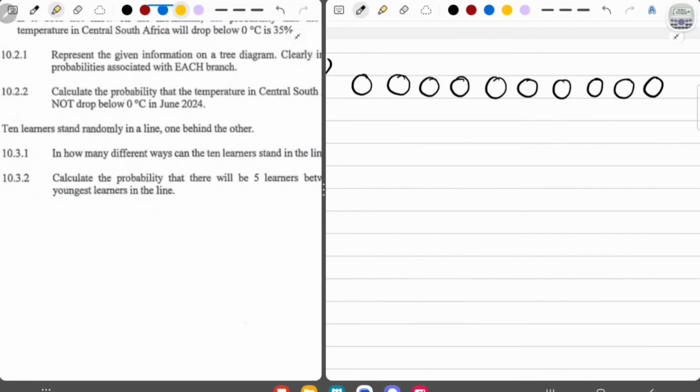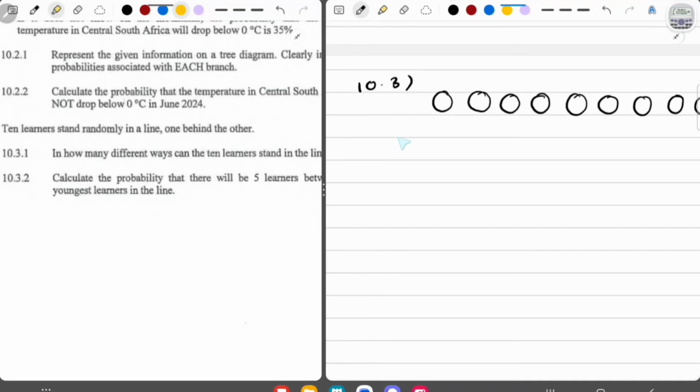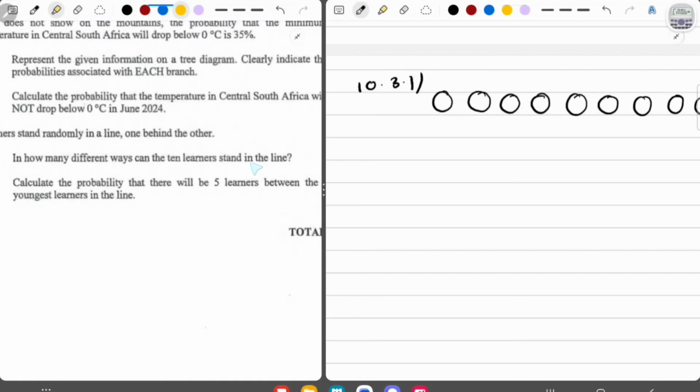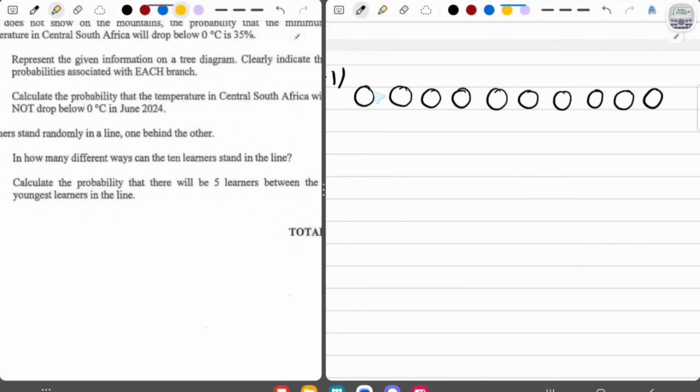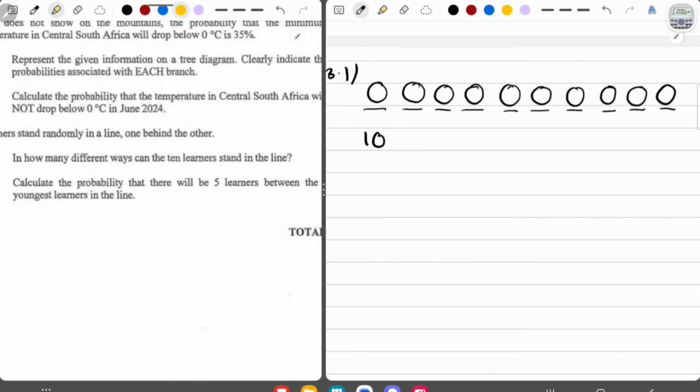And the first question is 10.3.1. It's asking, in how many different ways can the 10 learners stand in the line? Okay, so how we calculate that is like this. The first learner, when they have to stand in a line, has 1, 2, 3, 4, 5, 6, 7, 8, 9, 10 choices that they can stand in. They can stand in either the first, second, all the way to the 10th position. So that learner has 10 choices. Then after the first learner is standing, the second learner has how many positions to stand at?